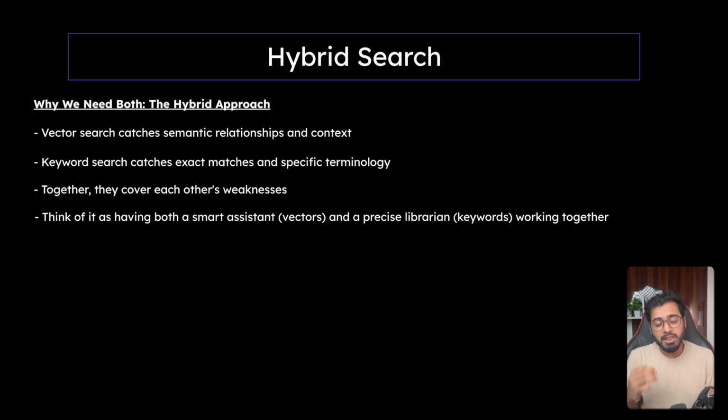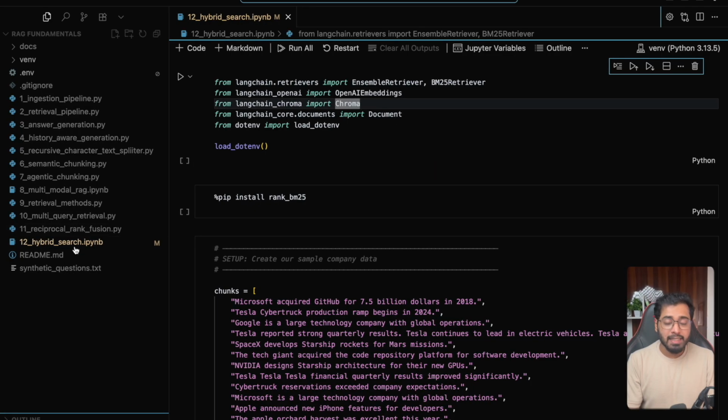It's going to be a lot simpler than it sounds. Since we're working with LangChain's ecosystem, to implement keyword search, LangChain provides a very simple class which lets us just use it. You can see I have gone ahead and created a file called hybrid search. Let's look at the first cell.